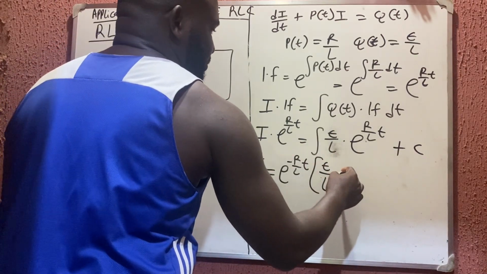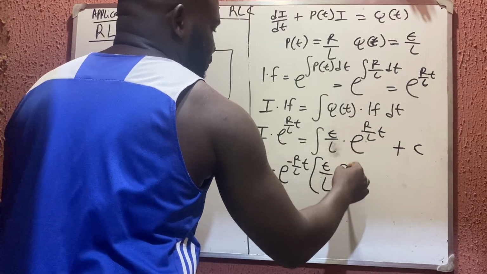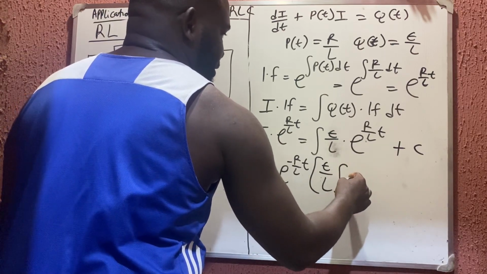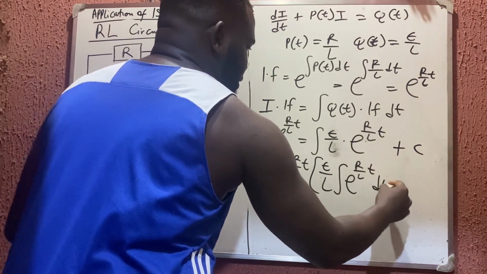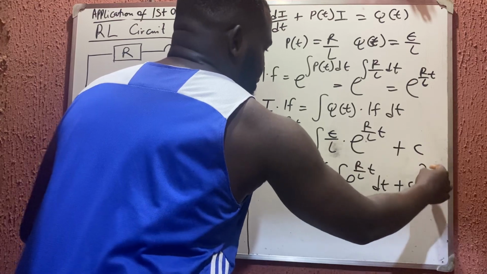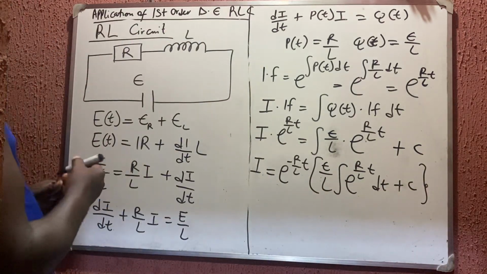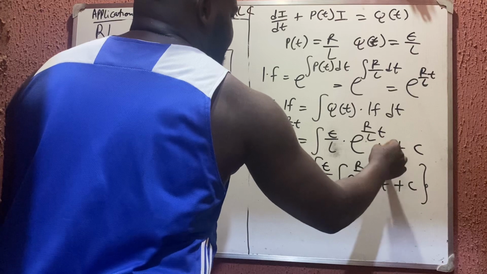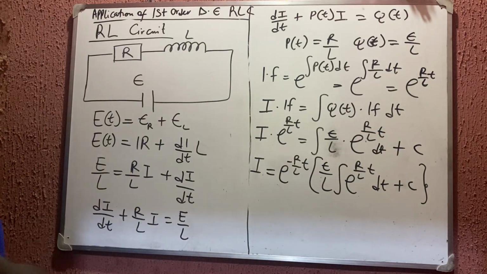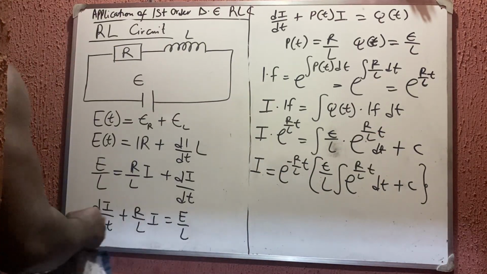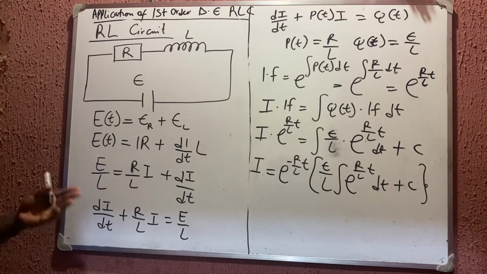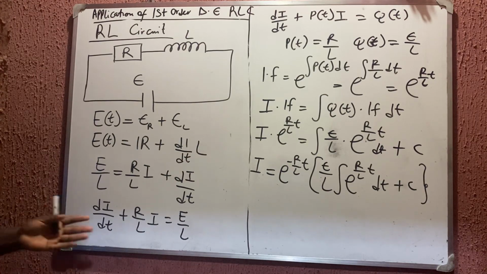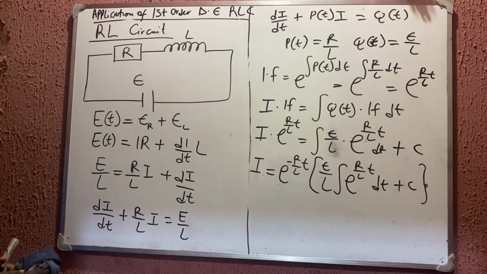Then I now have my integration of e raised to power R over L t dt, plus a constant. So that is simply the solution to this particular modeling. This is the derivation. Anyways, if you're asked to derive it, we are going to solve a question so that you understand it perfectly. But if you're asked to derive it, this is just what you need to do, and you have gotten the answer.